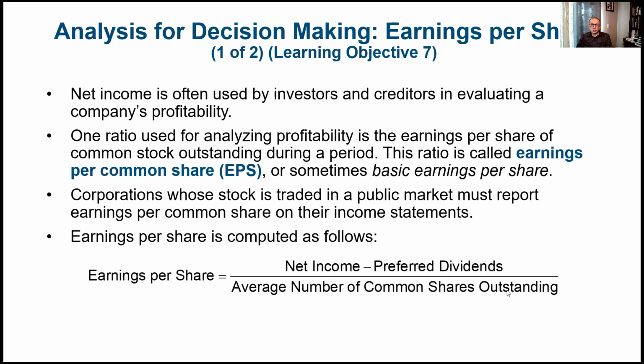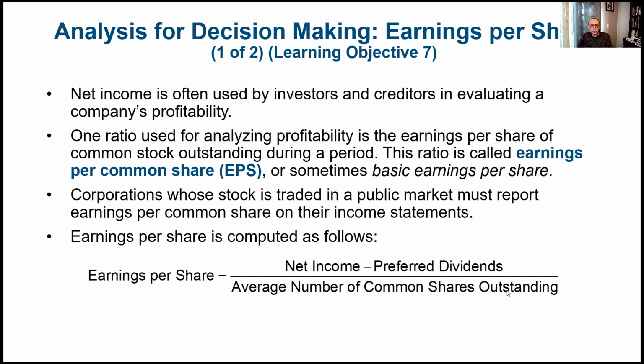The last thing in this chapter is to go over some analysis for decision making, and we're going to talk about an important measure that many investors look at, which is called earnings per share. So basically, earnings per share is the amount of net income allocated to each share of stock. Net income is often used by investors and creditors in evaluating a company's profitability. One ratio for analyzing profitability is the earnings per share of common stock outstanding during a period. This ratio is called earnings per common share or earnings per share. Sometimes we call it the basic earnings per share.